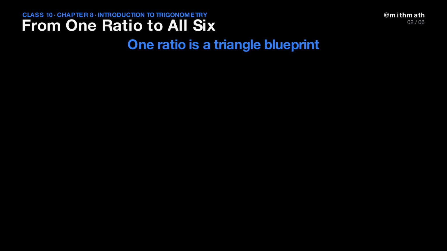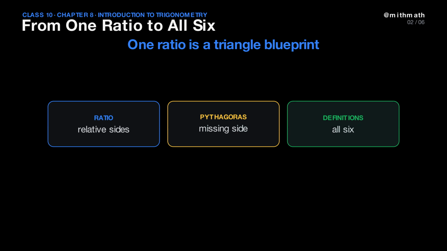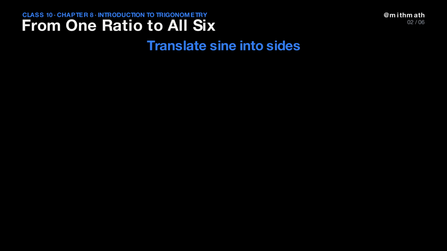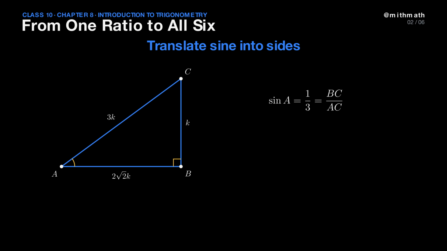A single trigonometric ratio fixes two side lengths up to a common scale. Pythagoras completes the triangle, and the definitions give every other ratio. Sine A equals 1/3, so choose opposite k and hypotenuse 3k.